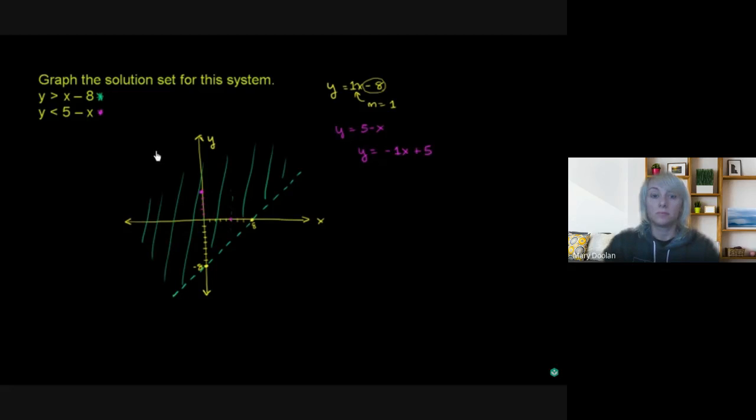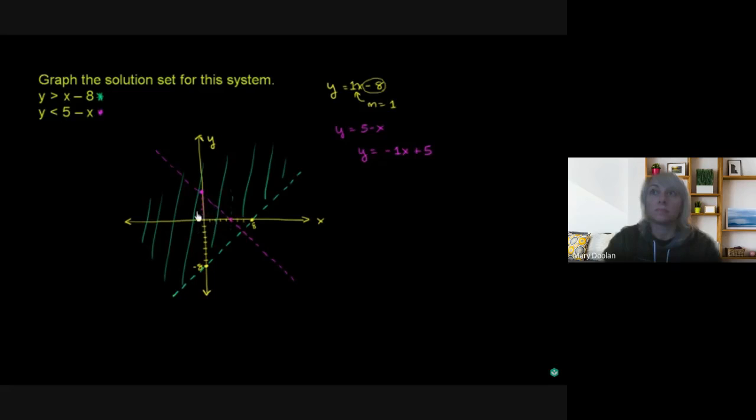And once again, I want to do a dotted line. And I'm doing a dotted line because it says y is less than 5 minus x. If it was y is equal to 5 minus x, I would have included the line. If it was y is less than or equal to 5 minus x, I also would have made this line solid. But it's only less than.